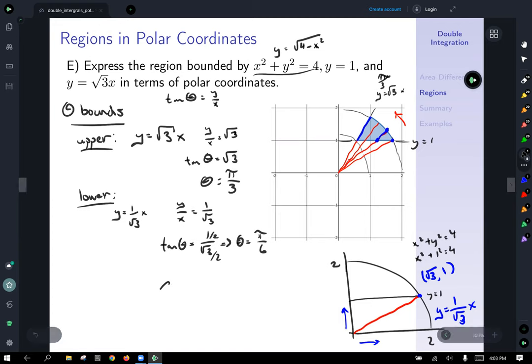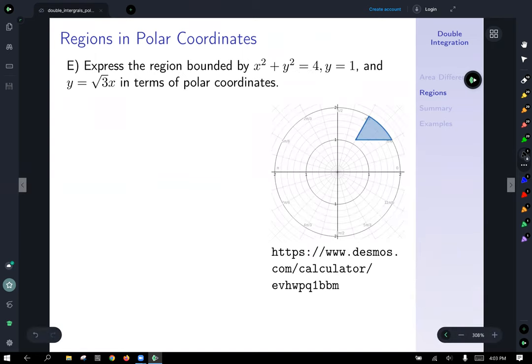Okay, so we've successfully done our theta bounds, and they're going to go between the upper bound of pi over 3 and the lower bound of pi over 6. And looking at this, you know what? I buy that. That looks like from pi over 6 to pi over 3 in the polar plane. Maybe it would have been easier if I graphed it in the polar, but I wanted to show you the algebra to get through that and a little bit of trigonometry.